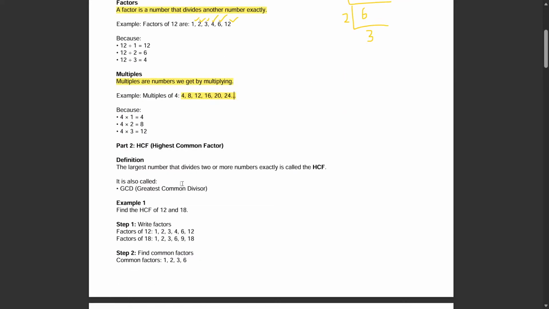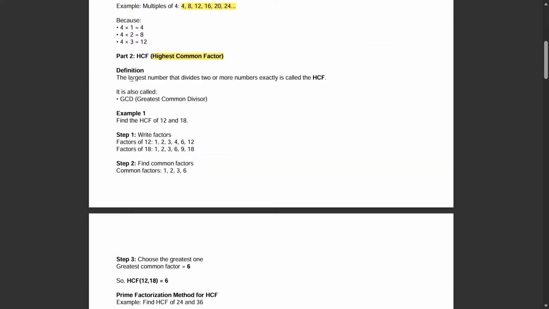Now we are moving to the HCF, that is highest common factor. What is the definition of HCF? The largest number that divides two or more numbers exactly is called the HCF. It is also called GCD, the greatest common divisor.